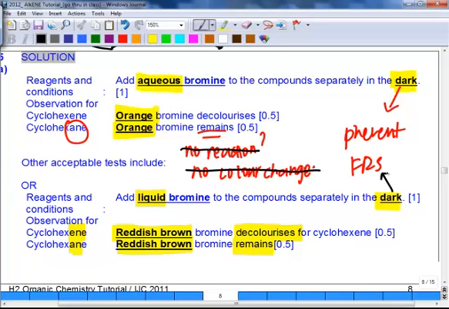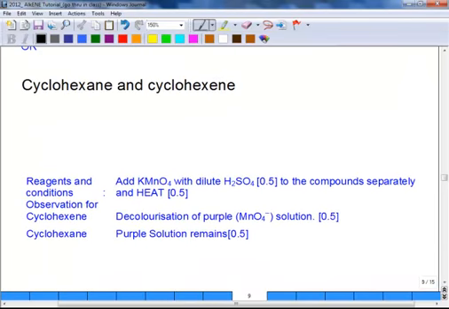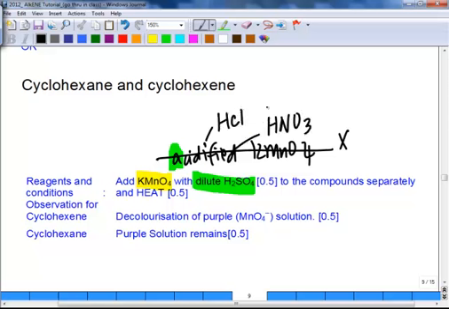Okay, I'll move on to the KMnO4. For KMnO4, take note of the details. KMnO4 must be with dilute H2SO4. If you just put acidified KMnO4, it is also not taken to be correct, because acidified means you can use HCl or you can use nitric acid, but both also cannot. Okay?